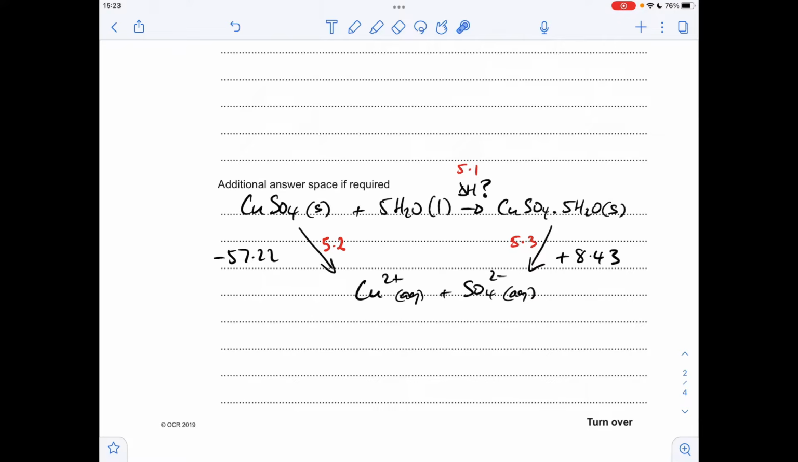So applying Hess's law, we can go straight across the top, or we can go around the bottom. So you'll notice that the bottom route, this arrow here, is going in the wrong direction. So the enthalpy change for 5.1 is equal to this one here minus this one here. So subbing the numbers in obviously gives us that, which gives an enthalpy change for 5.1 of minus 65.65 kilojoules per mole.